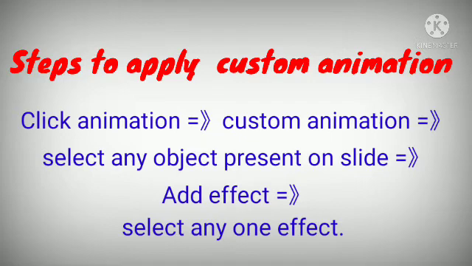These are the steps to apply custom animation. We have to click on Animation, then select the Custom Animation tab, then select any one object present on the slide, then click on Add Effect, then we can select any one effect. That effect will be given to whatever object we selected.